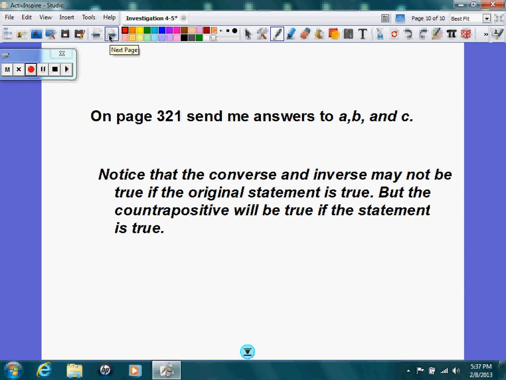Okay, on page 321, send me answers to A, B, and C. And I'd like for you to notice that when you write the converse and the inverse of these statements, they may not be true if the original statement is true. But the contrapositive will be true if the statement is true.